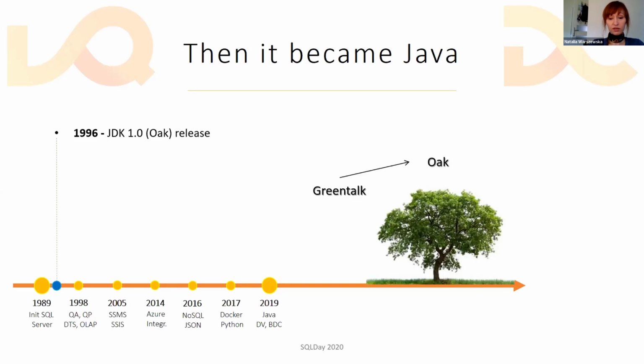Nevertheless, Oak was already the trademark of Oak Technologies. That's why they wanted to find something else. The propositions were like Dynamic, Silk, Jolt, DNA, but finally it became Java.